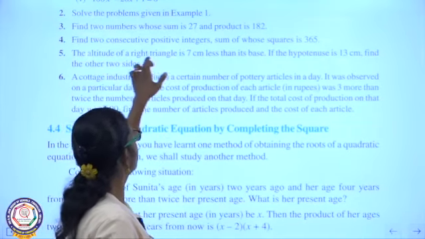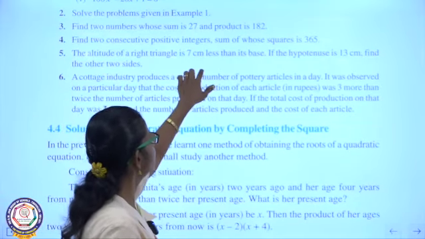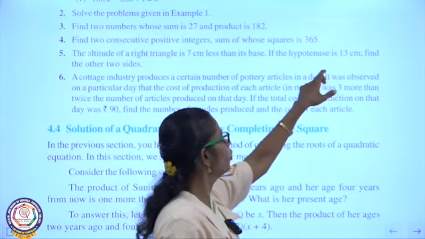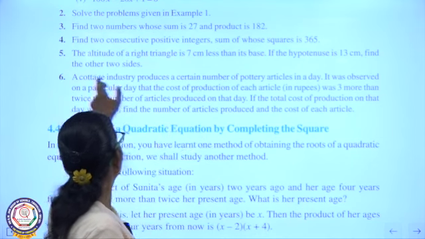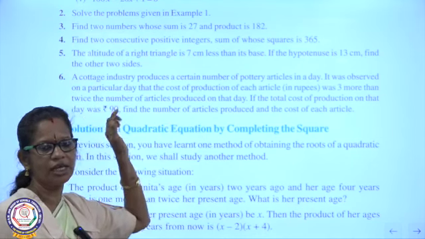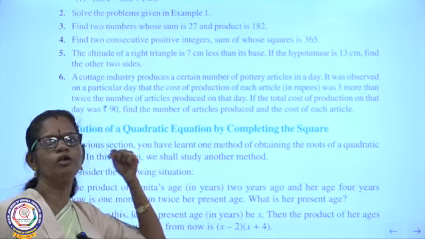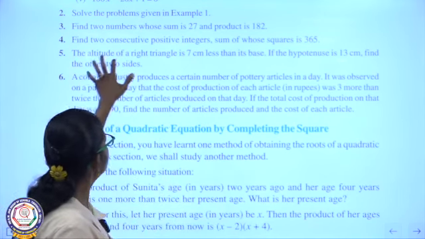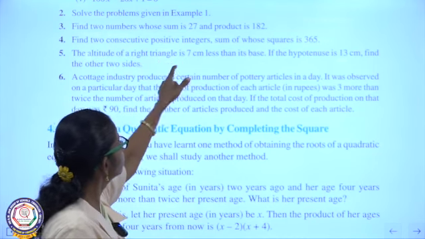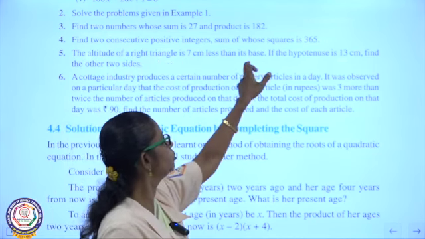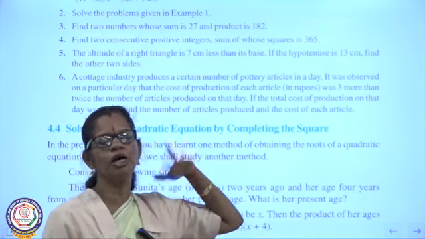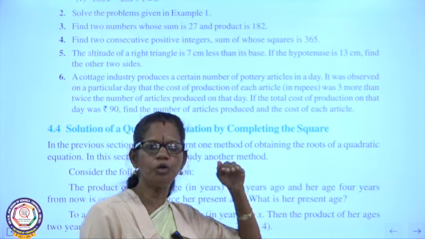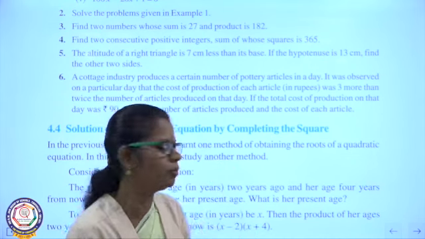The altitude of a right triangle is 7 centimeter less than its base. If the hypotenuse is 13 centimeter, find the other two sides. The statement we are going to convert into quadratic equation, right? The base I am going to consider as a variable. Which one we want to find, or which one you don't know, that you consider as a variable.